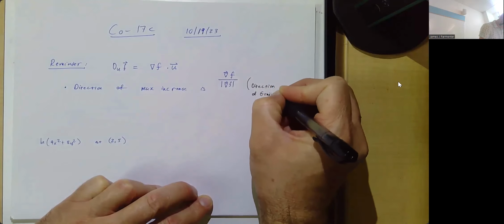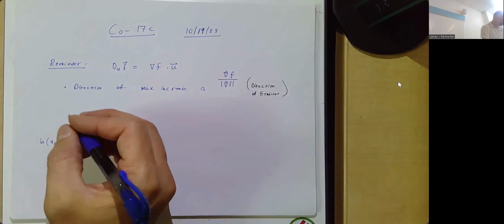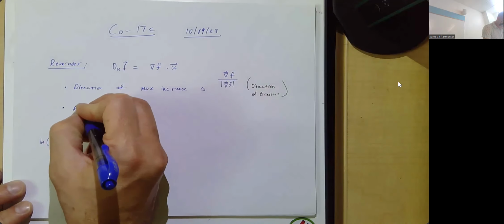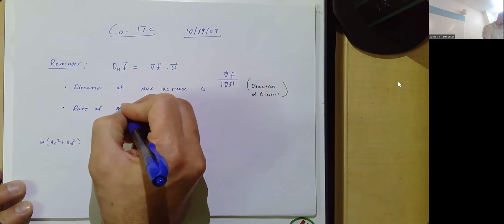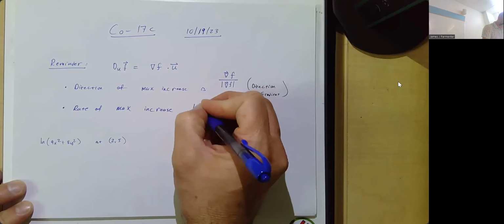So the direction of the maximal increase is just whatever direction the gradient points in. And then the second part to remember is the rate of maximal increase is just the magnitude of the gradient.